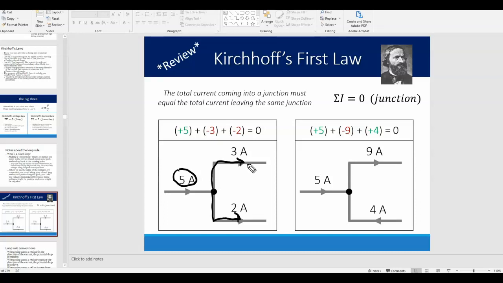Which seems really common sense, but you can use the junction rule to figure out, if I know this much current is going into the junction, and let's say I didn't know one of these two other currents, I could just subtract that to figure out the missing current. And here you see something similar on the right side, just another simple example of the junction rule.